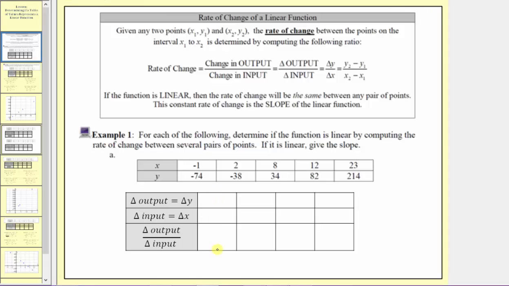So we'll use this first column to determine the rate of change given by this ordered pair and this ordered pair, or this point and this point. And then we'll use this column to determine the rate of change between this point and this point. We'll use the third column to determine the rate of change between this point and this point. And finally, we'll use this last column to determine the rate of change between this point and this point. Let's do this on the next slide, where I've already worked some of this out.